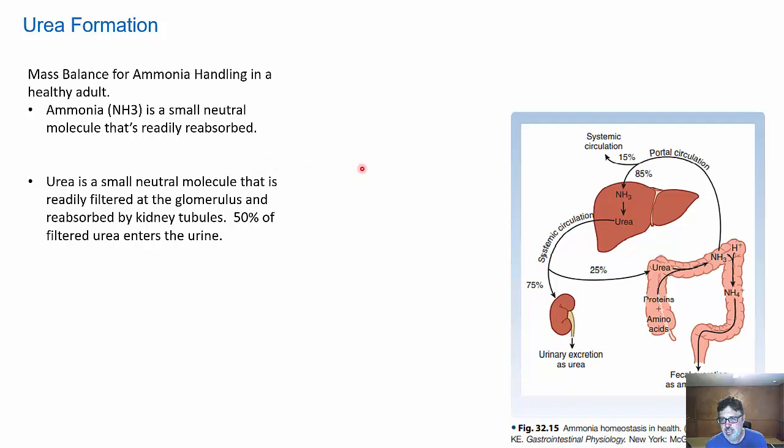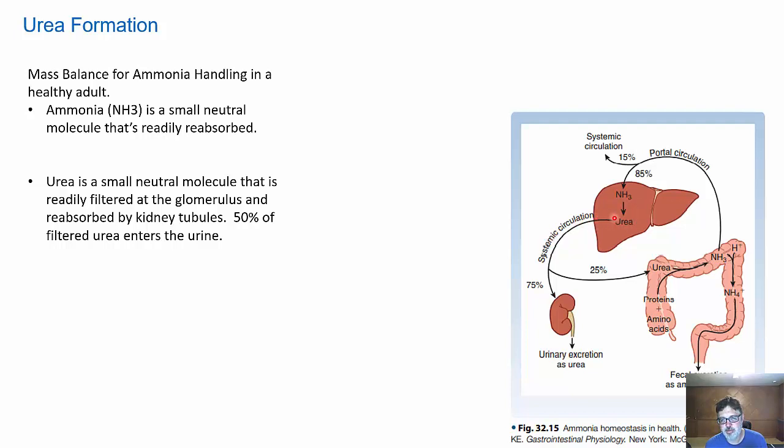And what you'll see is that a lot of this ammonia and all of this urea, in fact, will get reabsorbed through what we call this portal circulation. So here we have some ammonia coming back to the liver, about 85% of it, that will get recycled, reabsorbed, then converted into urea, which can then enter our systemic circuit.